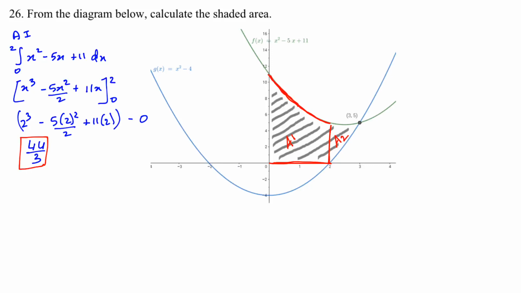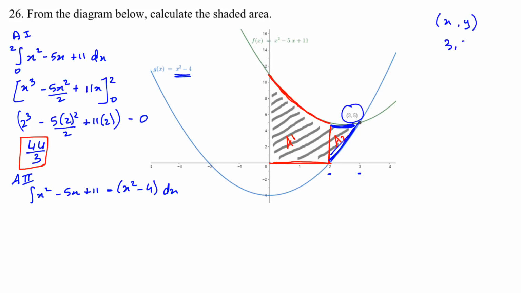And now we'll find area 2. For area 2, you can see that you have a curve here and another curve. So it's the curve minus the curve. So the first curve is x square minus 5x plus 11. Subtract this curve here. Please remember to put a bracket and see the limit has been given to you. 3 and 2. When they give you like this, they given here as a point also, 3 and 5. We do not take the y value, we only take the x value as the limits. So we have 3 and 2.